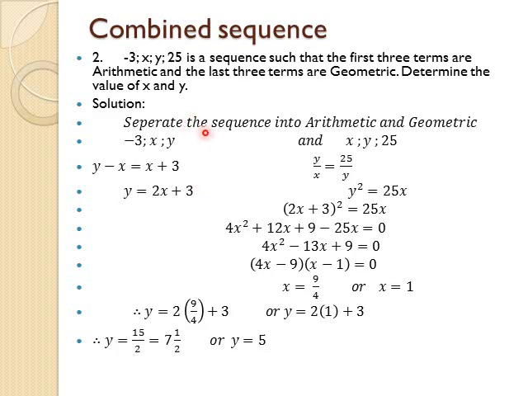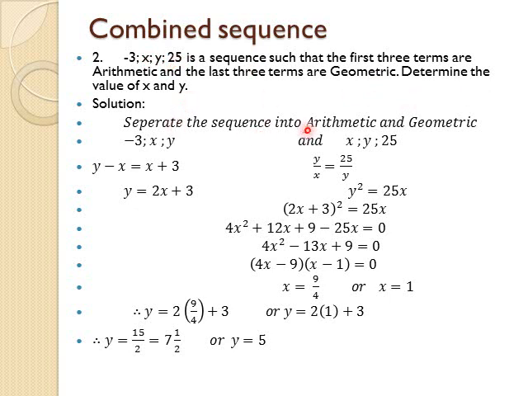Right. Now also combined, they give it a second way, a test variation from the first. We have minus 3, x, y, 25 as a sequence such that the first 3 terms are arithmetic, minus 3, x and y, and the last 3 are geometric, x, y, and 25. Determine the value of x.